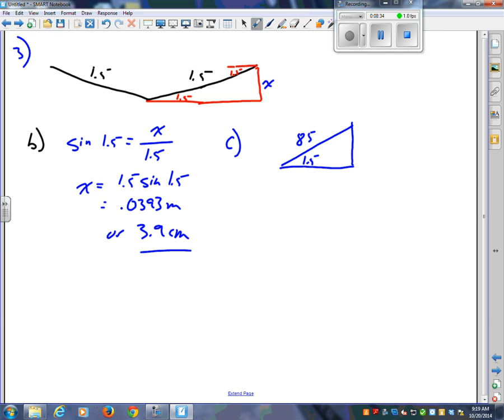If that's 85, then we'll call this Ty, which I know you can solve for. Again, opposite over hypotenuse. So sine of 1.5 is opposite Ty over 85. Ty is 85 sine 1.5, which is 2.23.